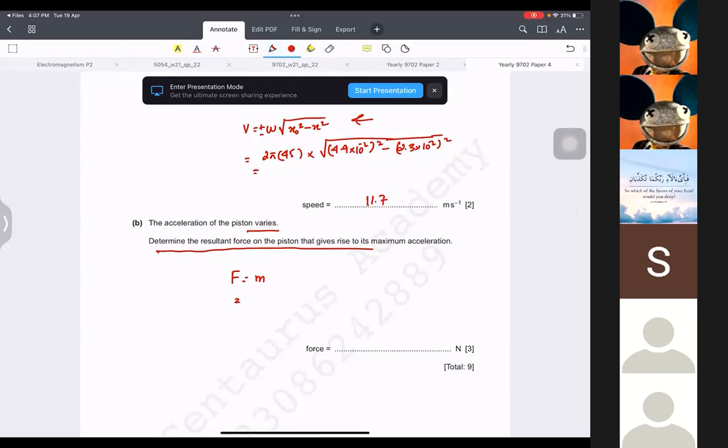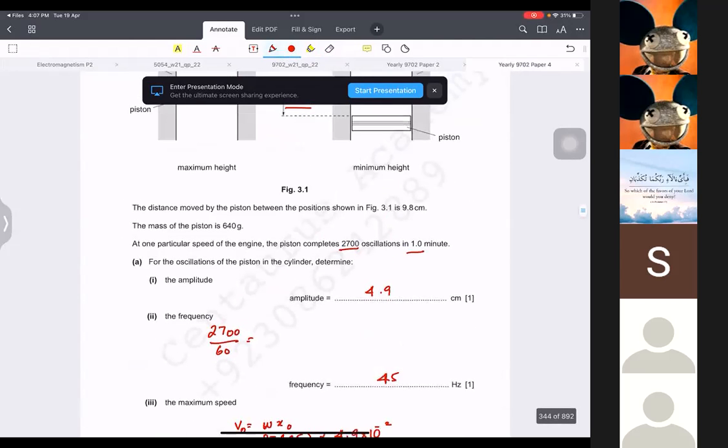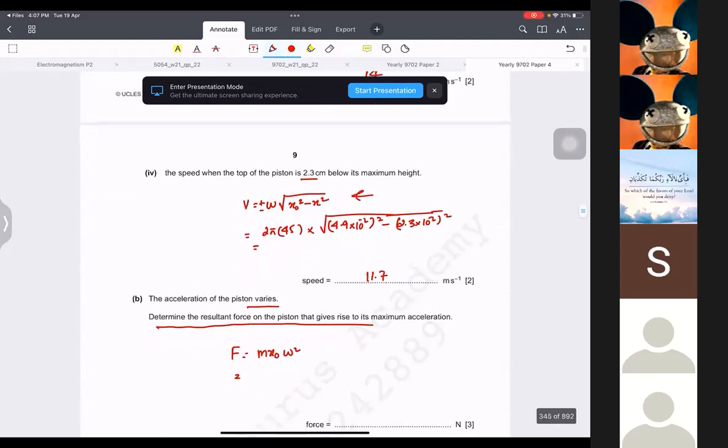For maximum acceleration, right? m x naught omega squared. Okay, so the mass should be given. What is that? 640 times 10 raised to minus 3.